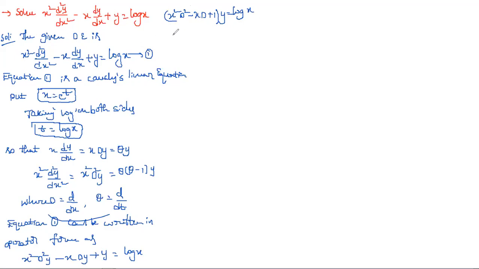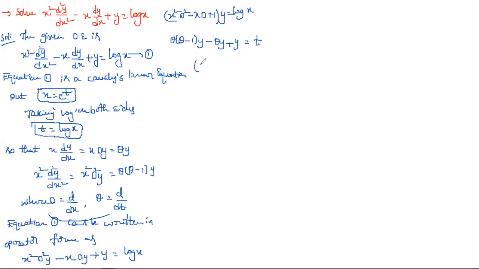Now we need to substitute these things. So here, x square d square y, simply we can write theta into theta minus 1 into y, minus x dy is nothing but theta y, plus y is equal to log x. So log x is nothing but t. And now you can take this one as common.